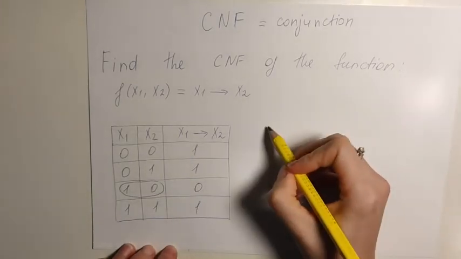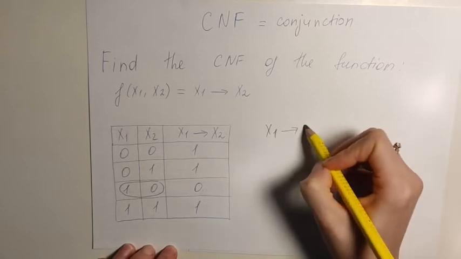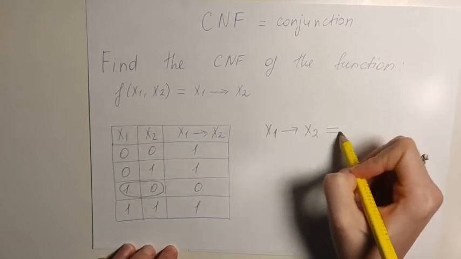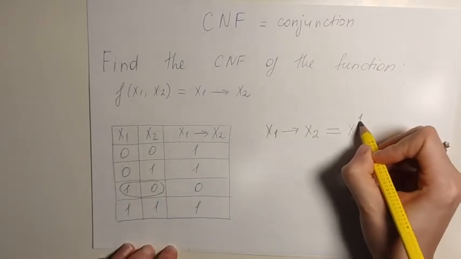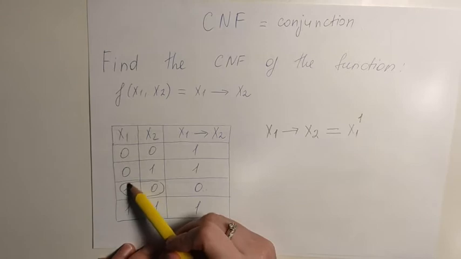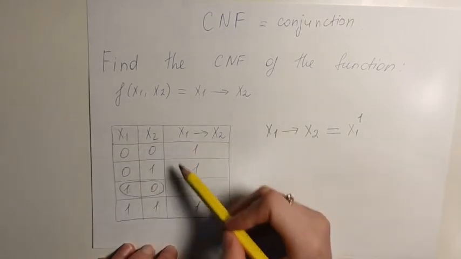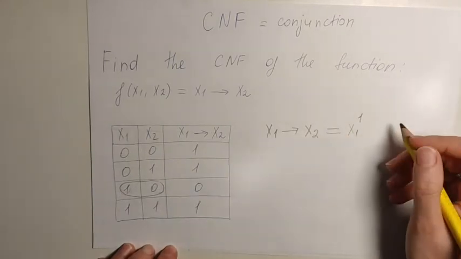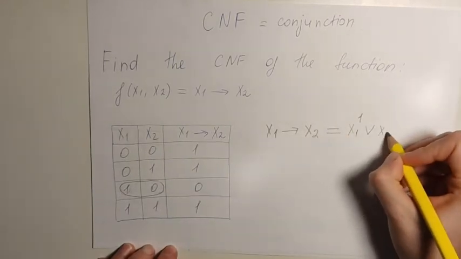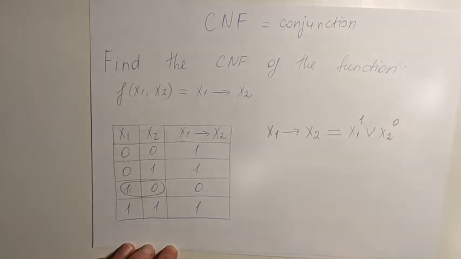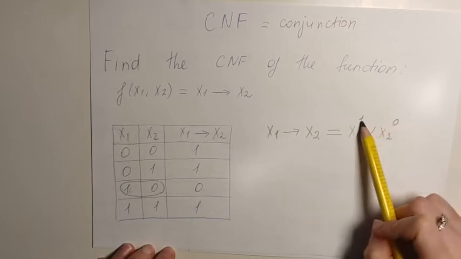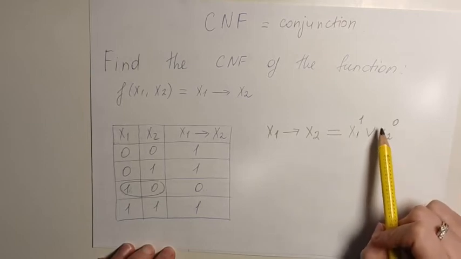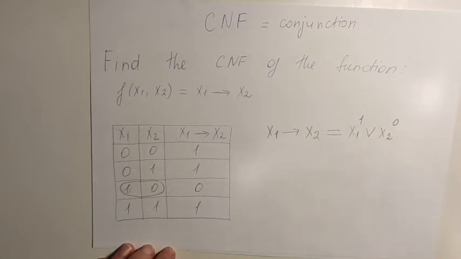So x1 implication x2 is equal to x1 over 1, because the truth value of x1 is 1, and the truth value of x2 is 0, so we should write x2 over 0. x1 and x2 are variables, and these are the truth values of x1 and x2, 1 and 0.